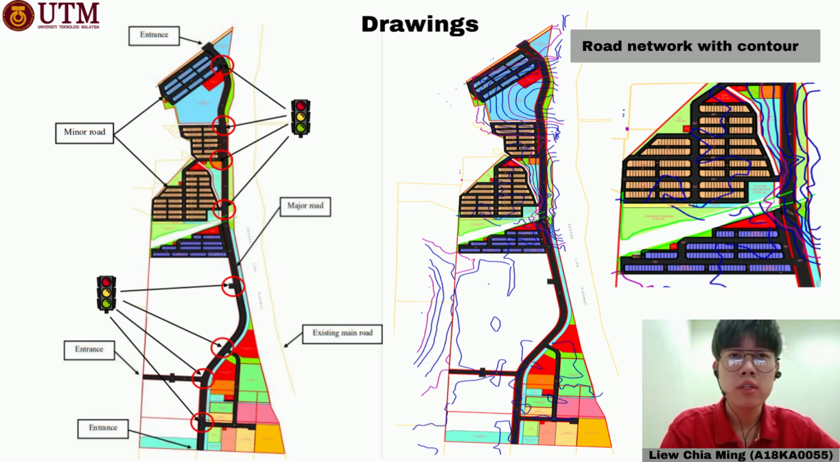Here are the drawings from the route department. The drawing at the left shows the location of the main entrance, major route, minor route, and also the location of the signal control system at the junction. The diagram at the right shows the proposed route network. The black color indicates the proposed route network.